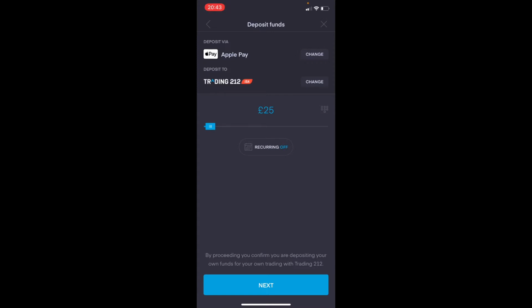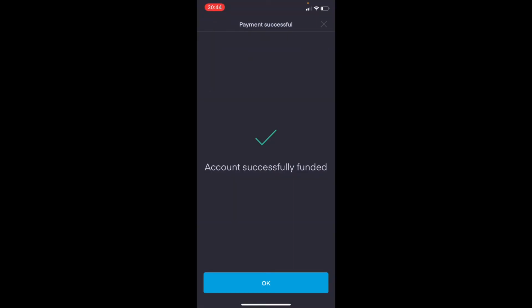Obviously you can click change if you have a normal account which isn't an ISA, or one of their other styles, but we're putting it into the ISA here. We don't want it to be a recurring charge, which would be something like depositing £50 on the first of the month, but this is going to be a one-off, so you just press next, and then you make the payment. And that's it, done, paid.